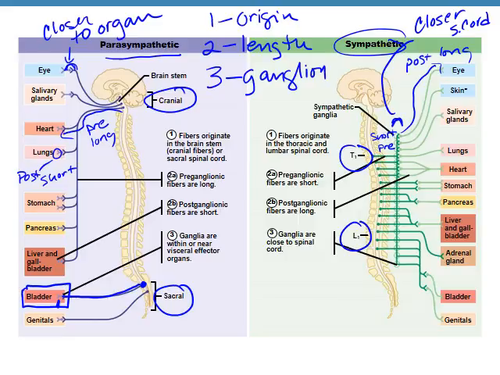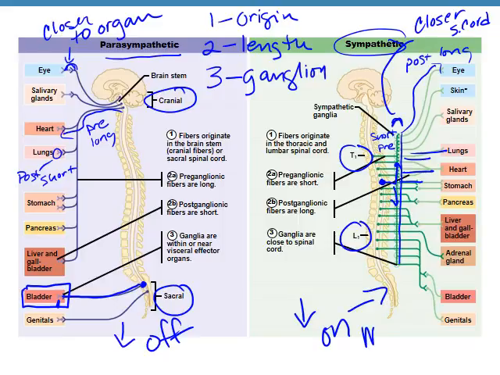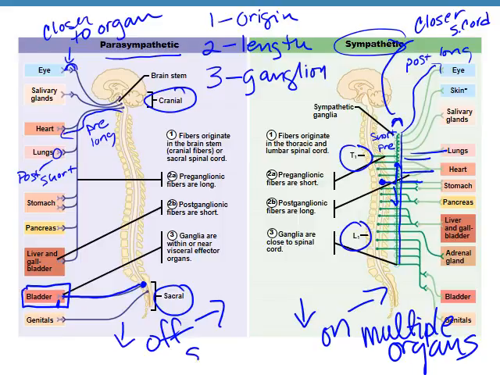You can see that the sympathetic kind of has this hub, and that the origin of a neuron, it can travel up and down this hub and go out to multiple organs all at the same time. So if you think of parasympathetic as off and sympathetic as on, we might want to turn on multiple organs at the same time. But if we're going to turn something off, we want to be very specific.